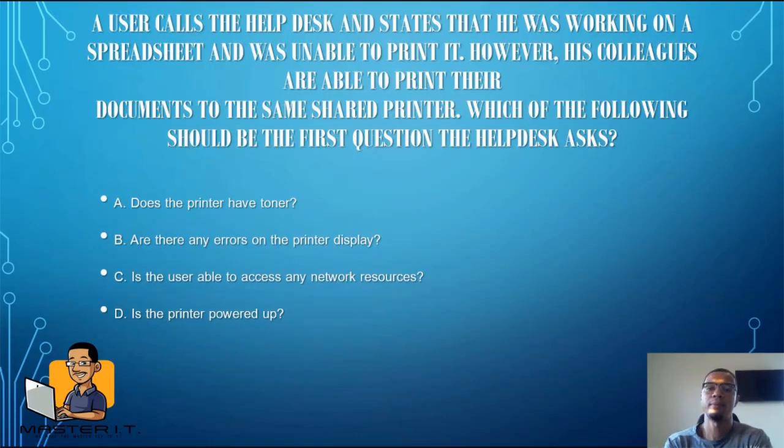A user called the help desk and states that he was working on a spreadsheet and was unable to print it. However, his colleagues are able to print their documents to the same shared printer. Which of the following should be the first question the help desk asks? What do we think?